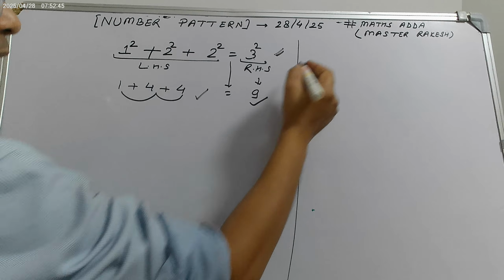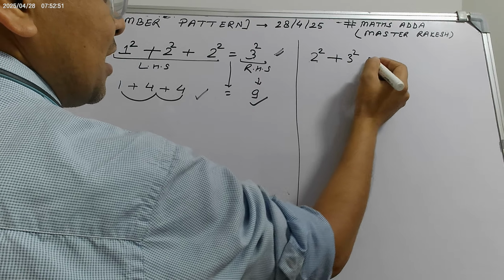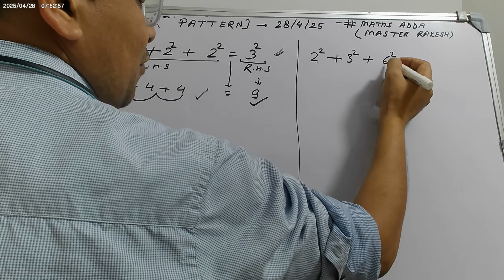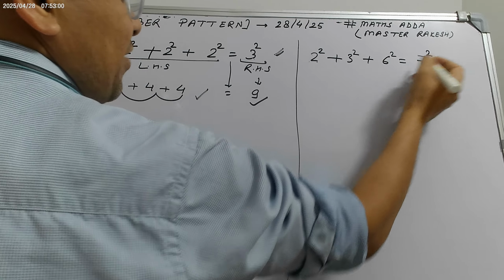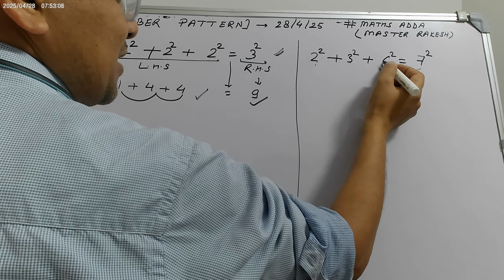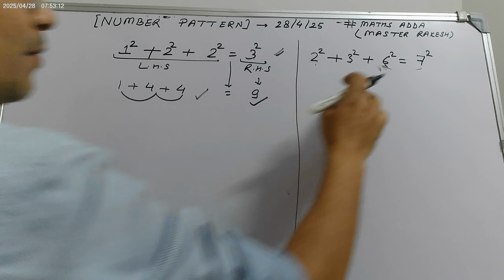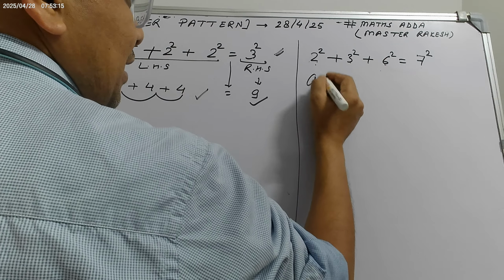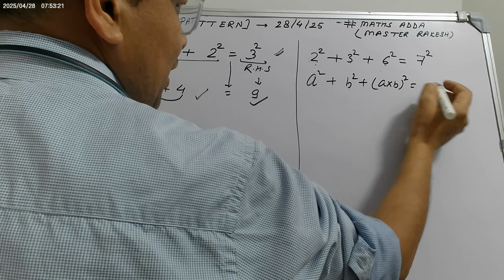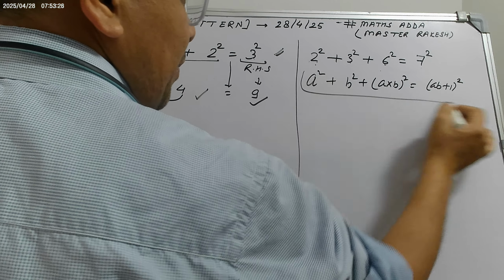We'll take more examples. Suppose I put 2 square plus 3 square plus 6 square, since 2 times 3 is 6. What comes ahead of 6? 7, so 7 square. So it becomes 6 square, 7 square. This is the pattern: a square plus b square plus (ab) square equals (ab plus 1) square. So you don't need to remember this formula.